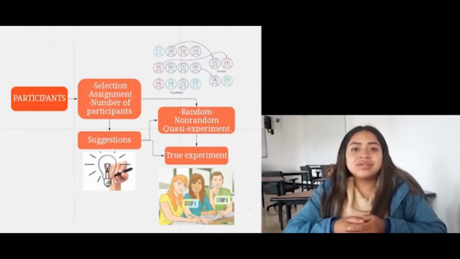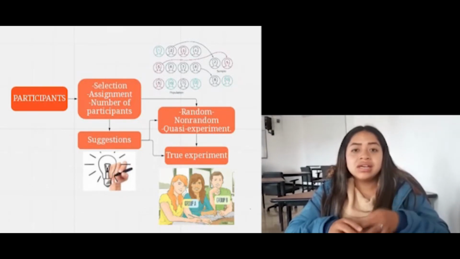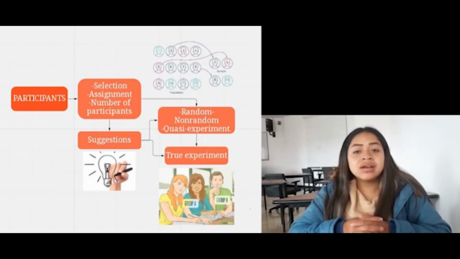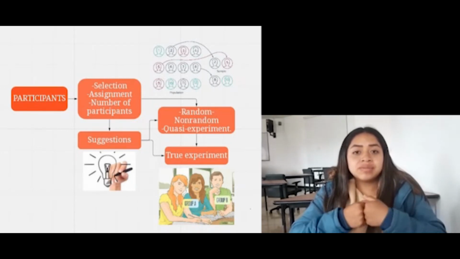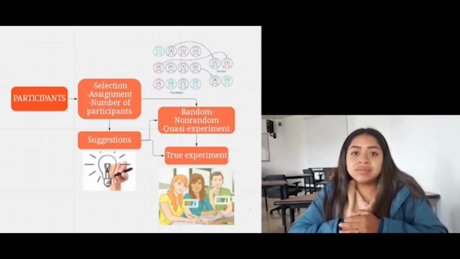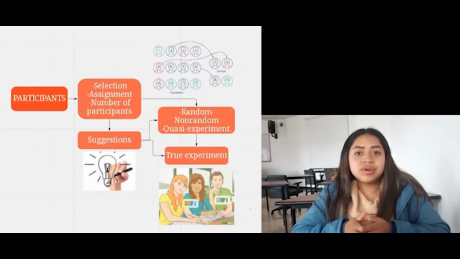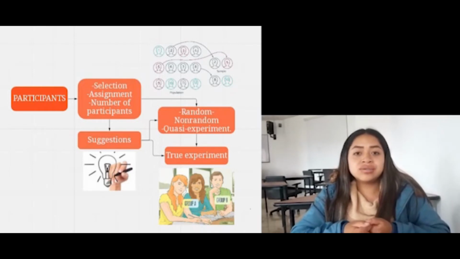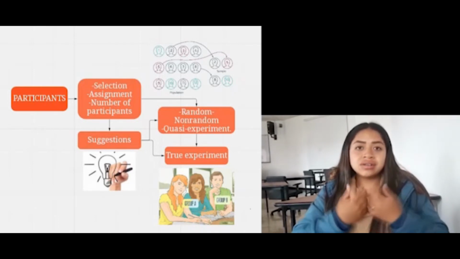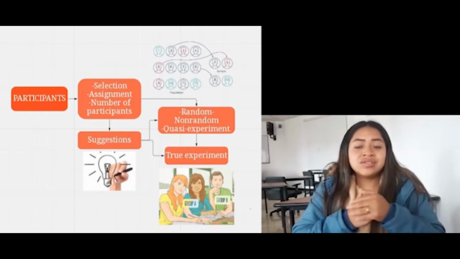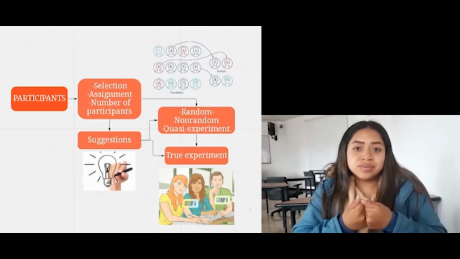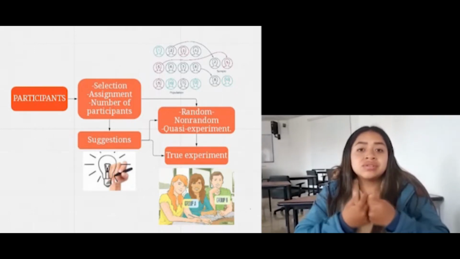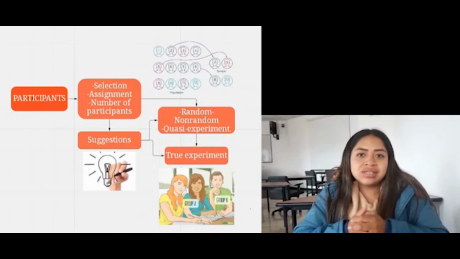Participants: we really need to know about the selection, assignment, and the number of participants who will take part in an experiment. Tips when writing the method section for an experiment. The first is to describe the participant selection process as random or not random. Researchers can select the participants by random selection. Also, the researcher might use naturally assigned or voluntary groups. And when individuals are not randomly assigned, this procedure is called a quasi-experiment.